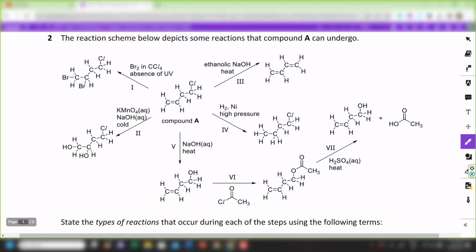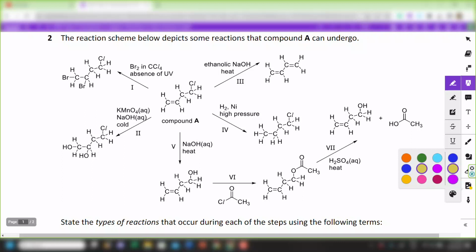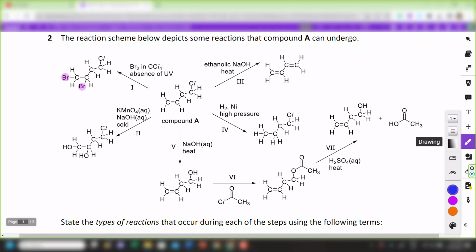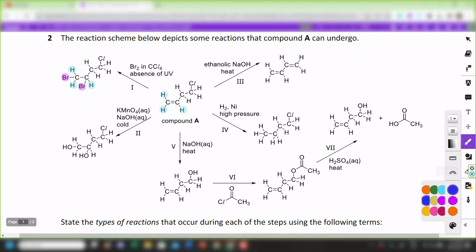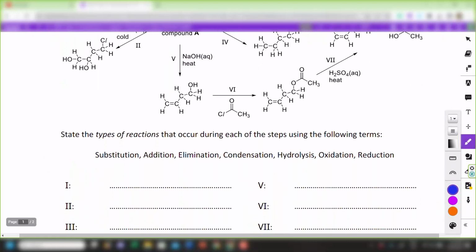For the reaction depicted by 1, Br2 in CCl4, absence of UV, if you pay attention to the highlight, you notice that the Br is being added across the C=C double bond. That means that the pi bond is being broken. Nothing is being released. You notice that the H remains intact. There are 3 H's here, and the H's remain intact. This is typical of an addition reaction. So number 1 is an addition reaction.